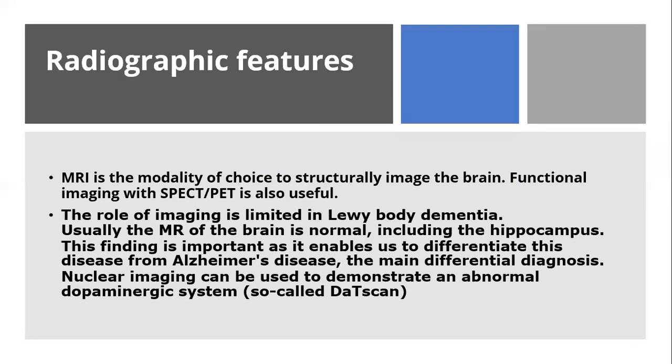Radiographic feature. MRI is the modality of choice to structurally image the brain. Functional imaging with SPECT or PET is also useful. The role of imaging is limited in Lewy body dementia. Usually, the MR of the brain is normal, including the hippocampus. When we see the hippocampus is normal, this finding is important as it enables us to differentiate this disease from Alzheimer's disease, which is the main differential diagnosis of Lewy body dementia. Nuclear imaging can be used to demonstrate an abnormal dopaminergic system, the so-called DAT scan.